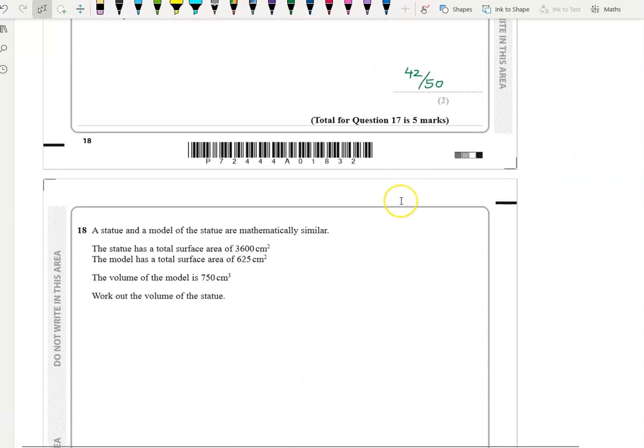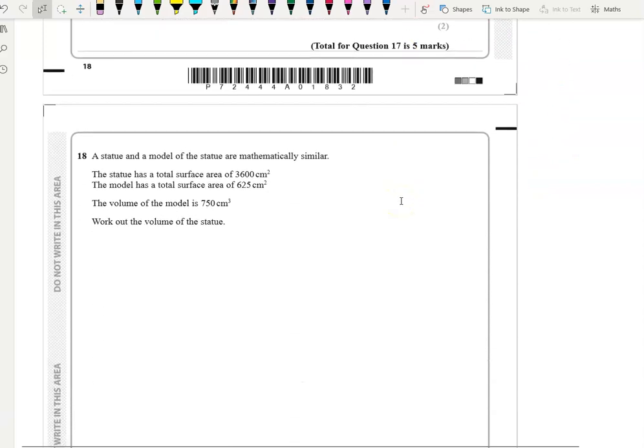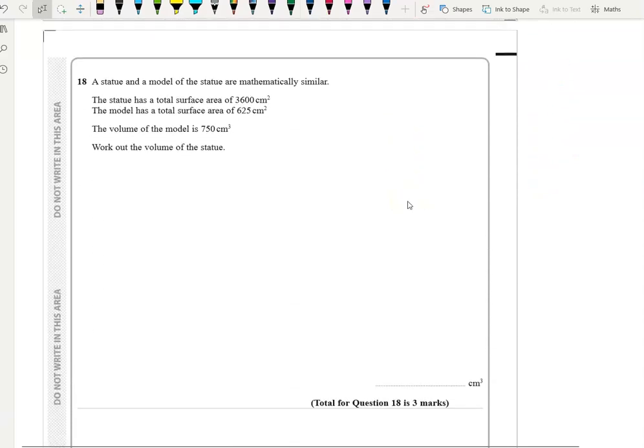Moving to number 18. A statue and a model of the statue are mathematically similar. The statue has a surface area of 3600. The model has a surface area of 625. Volume of the model is 750. Work out the volume of the statue. Whatever is unknown, try to keep in the numerator. Now, for all similar shapes, we know that the area is proportional to the square of the scale factor and volume is proportional to the cube of the scale factor.